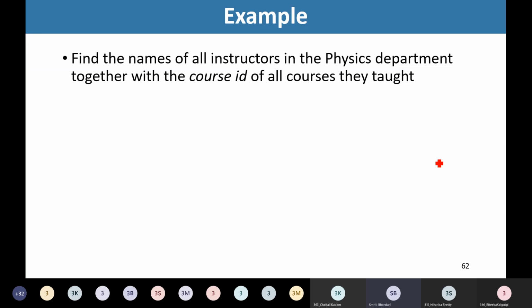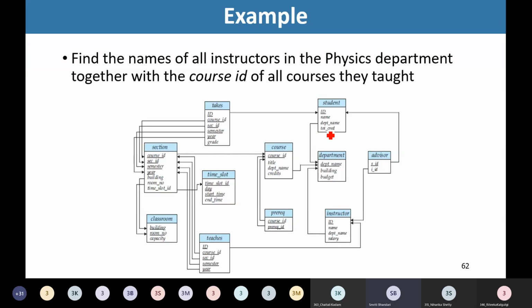So let's go to the solution, and I'm going to explain the thought process. Let's try to come up with the solution now. What is the problem? Find the names of all instructors in the physics department together with the course ID of all courses they taught. Let us refer to the university schema that we have. This is the first step. We have the university schema with us, and based on this schema, we would like to write the query and extract some information.